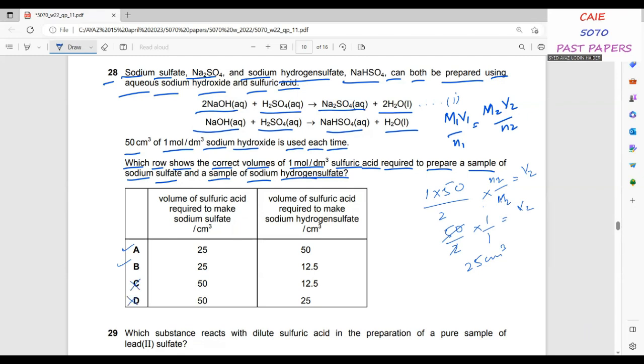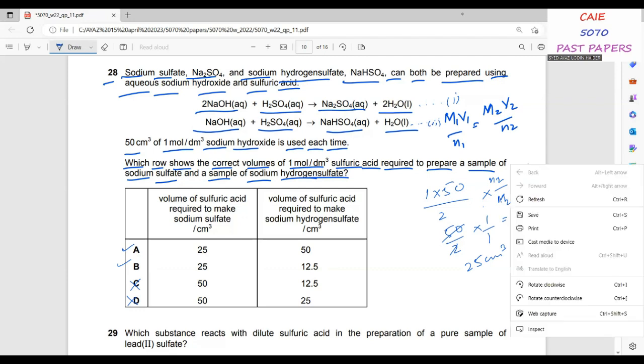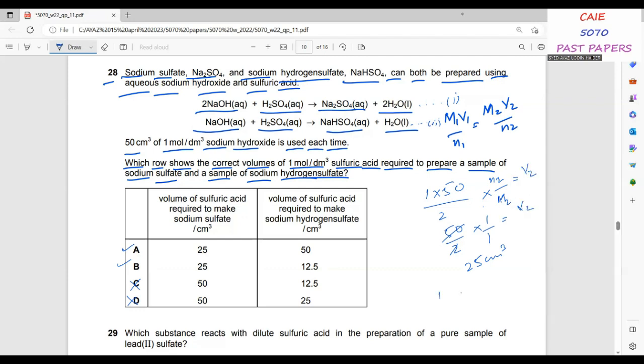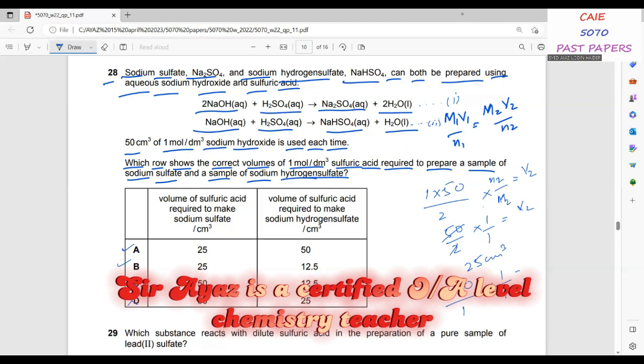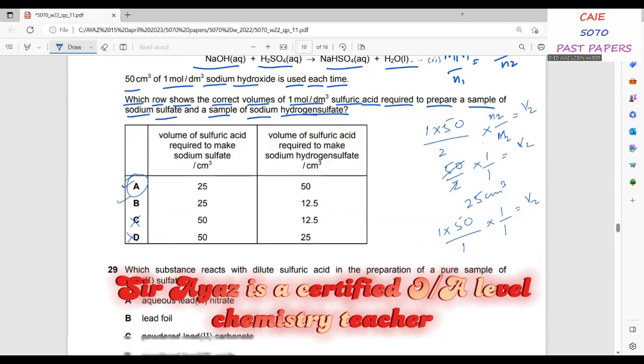Now, if you calculate the volume for equation number 2, you will get 50 cm³ of sulfuric acid, because the equation becomes 1 multiplied by 50 divided by 1, multiplied by 1 by 1, is equal to V2, and you will get 50. So A will be the right answer in this case.